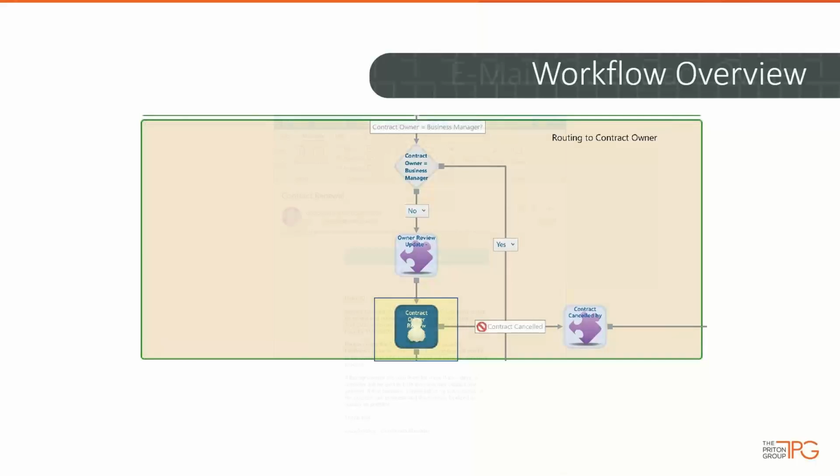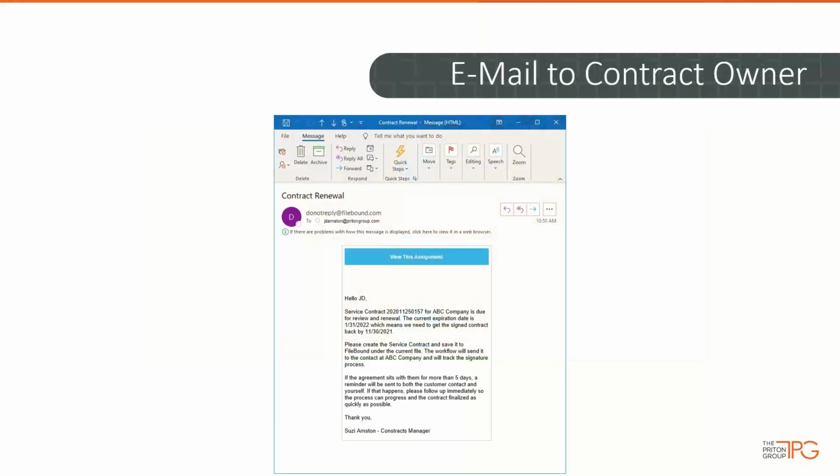Now, when the contract owner is assigned, they also receive an email. And that email identifies that it went to J.D. Arnston, who's the owner of the agreement or the contract for renewal and review. And it sent the body of the text and said, you know, we have a service contract number X for ABC Company, and we have to have it back by 11/30 because it expires 1/31 of 2022. So it gives them the information to build the context that they need.